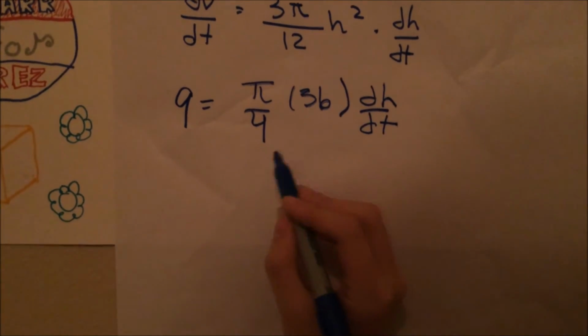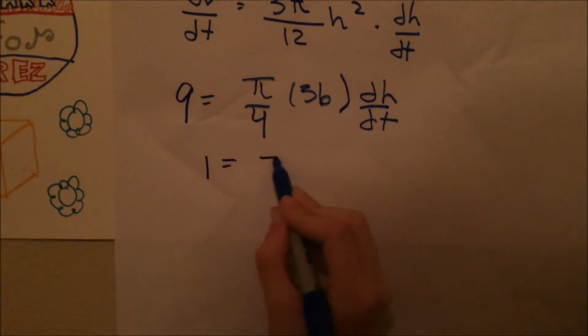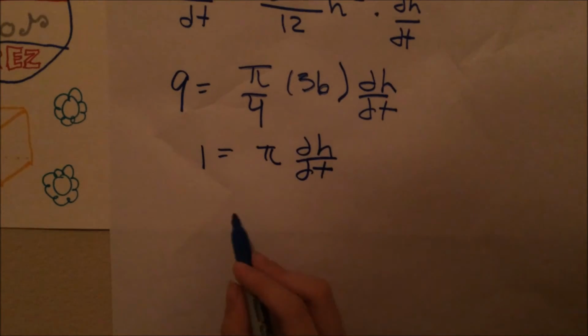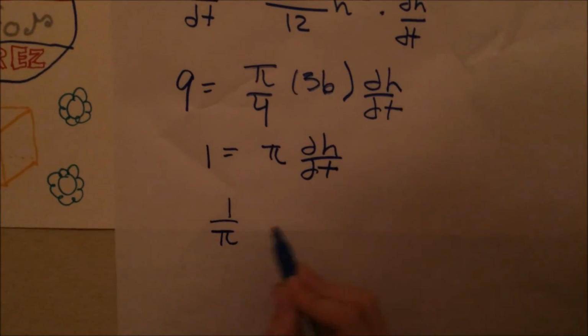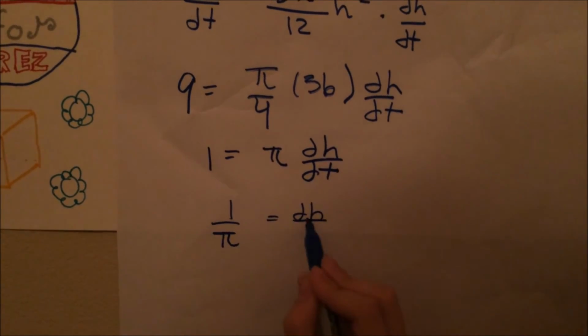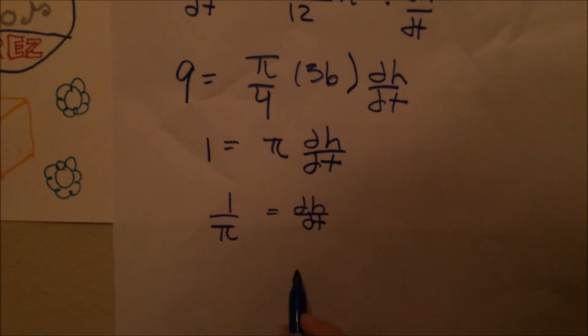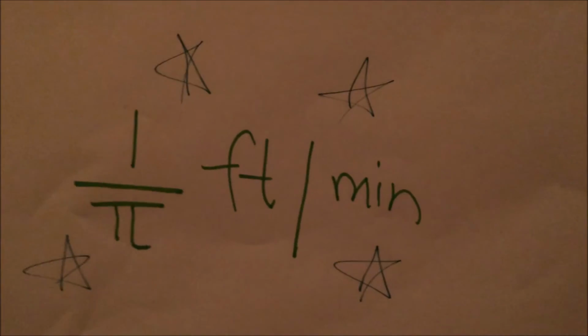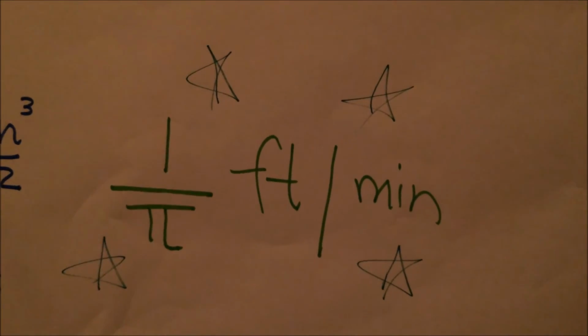And then from here, you get 1 equals pi dh/dt. Can change that to 1 over pi equals dh/dt. So your final answer is 1 over pi feet per minute.